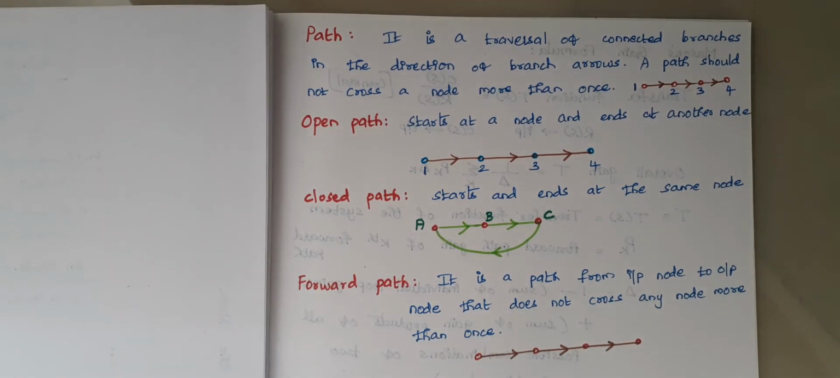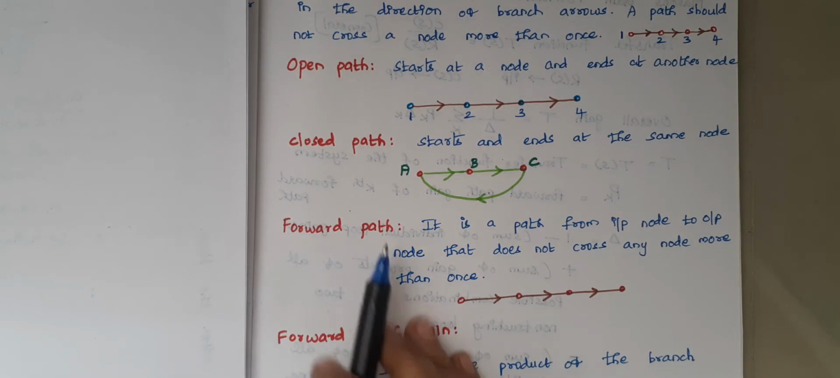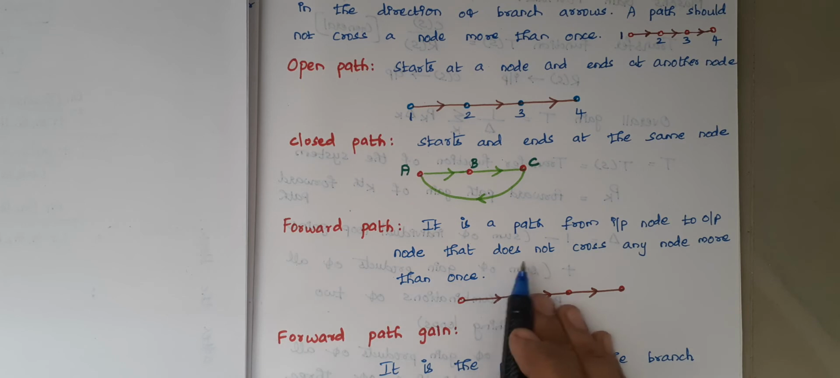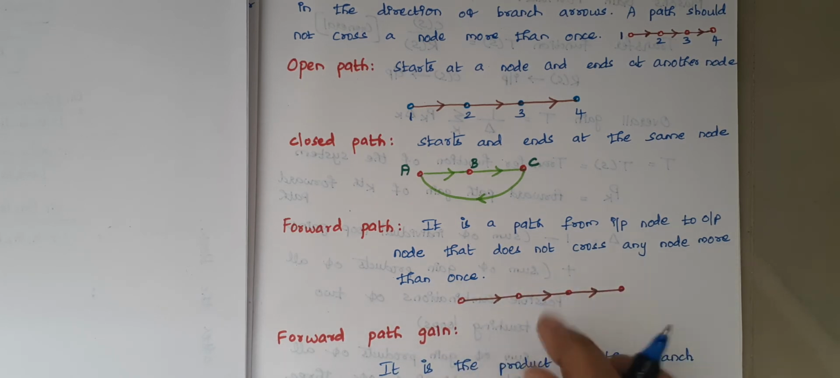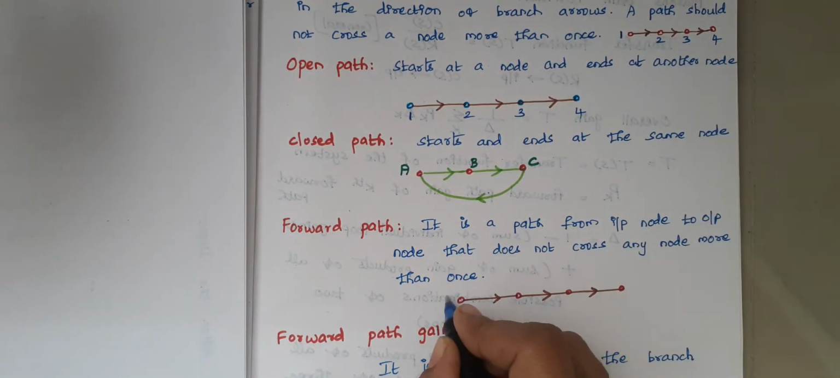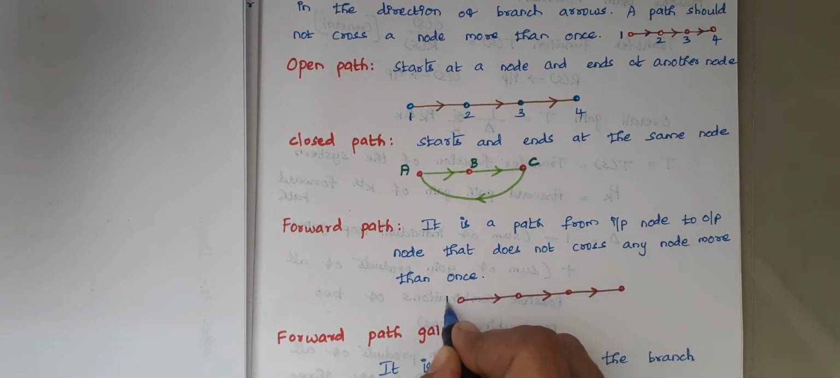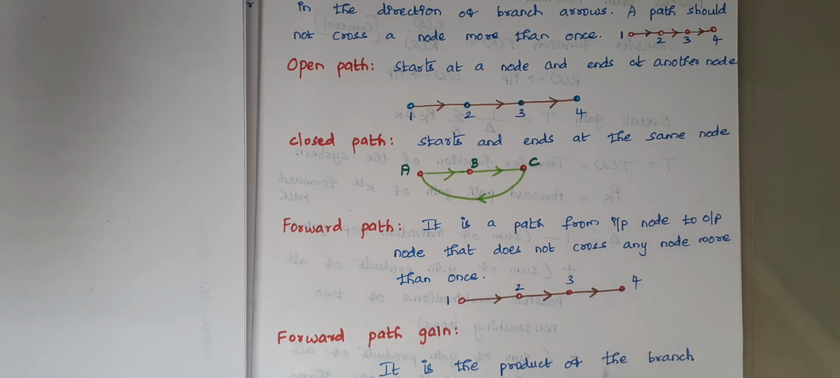And the next one is forward path. A forward path is a path from input node to output node that does not cross any node more than once. It is similar to our open path. It just starts at node 1, travels through some other nodes, and goes on. That is, it travels only in the forward direction, with no reverse direction.